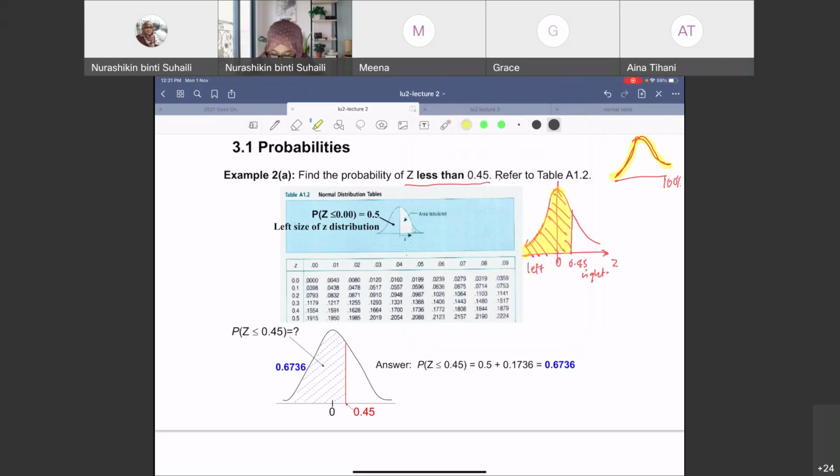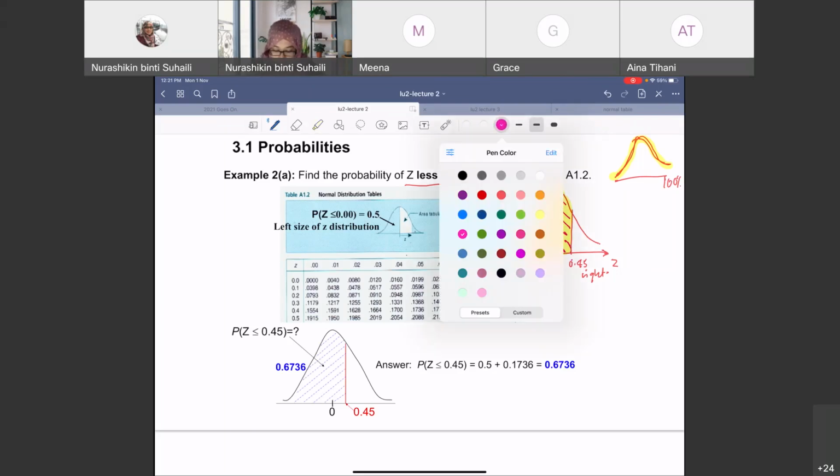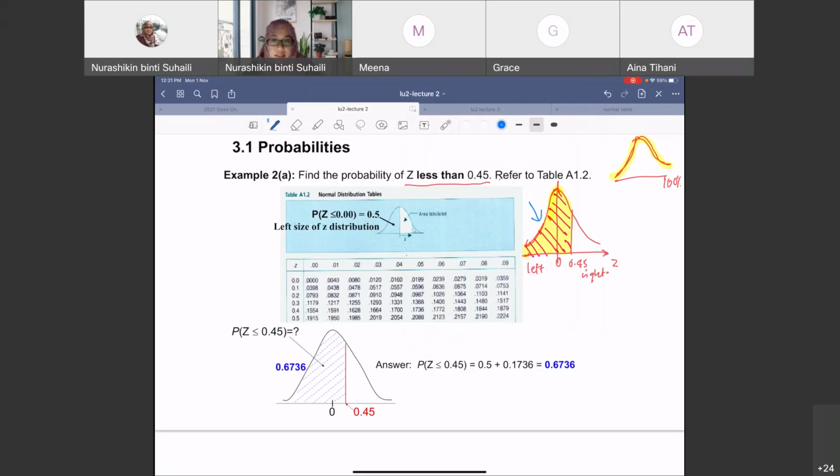Now you know that it covers the whole area of the left side. You have to know by yourself that the total area is 1. If it divides by 2, then here is 0.5, and the whole area here is 0.5. But now it is not 0.5 on the right because it's only until 0.45 for the z value. So you keep 0.5 on the left, plus this area.